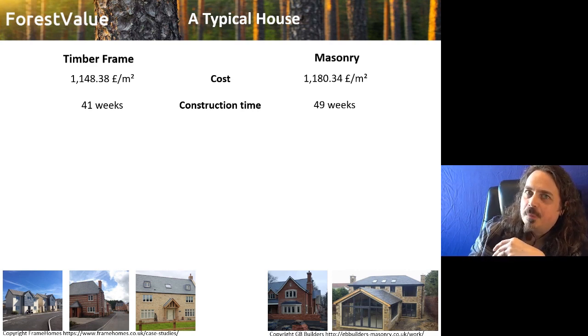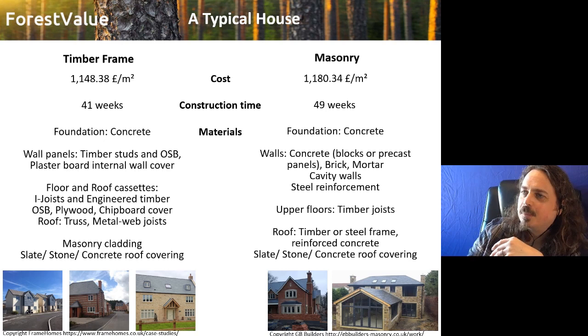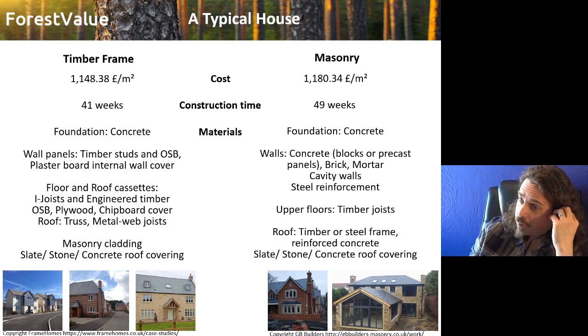The time between you building the house and someone paying to move in, the shorter that is, the more money that you make. In a timber frame house, the walls that you don't see, they're timber studs and often oriented strand board with plasterboard on the internal side for fire protection. In masonry construction, the walls are brick and block. The floors in a timber frame house tend to be, in the modern ones, cassettes. So they're manufactured as a unit and brought to site, and they contain I-joists and a lot of panel products, so oriented strand board or plywood or chipboard.